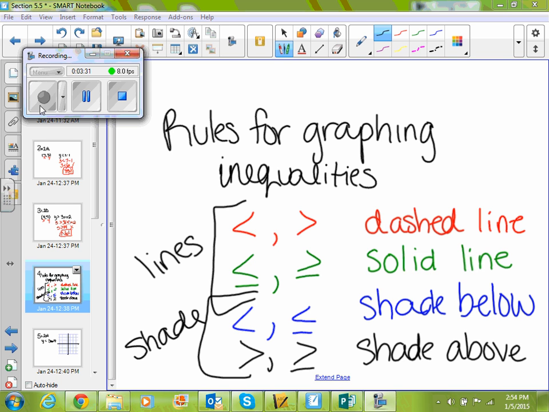So if both symbols are less than, you shade below. Okay, so you're shading underneath your line. If they're greater than or equal to, then you shade above. Okay, so less than, you think of numbers smaller, so you shade below. Greater than, you think of numbers bigger, so you shade above. Everybody follow so far?